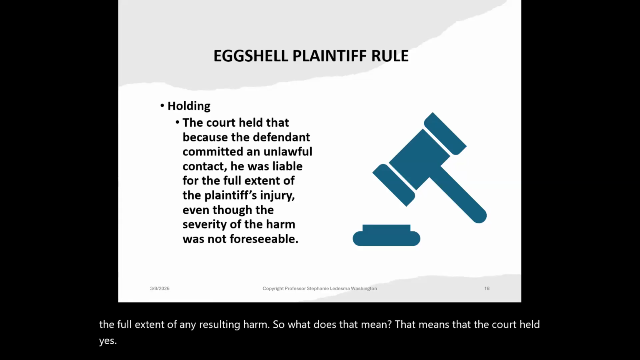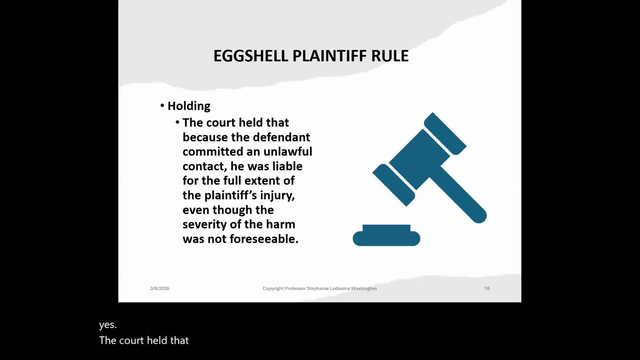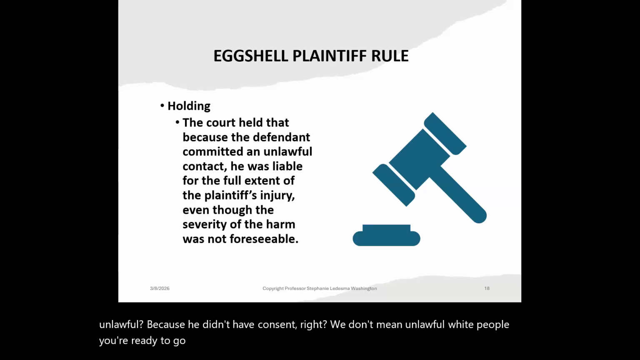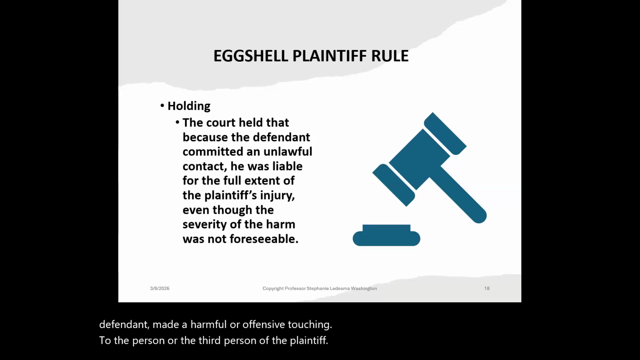The court held that because the defendant committed an unlawful contact, why was it unlawful? Because he didn't have consent, right? We don't mean unlawful like people getting ready to go to jail. This is not criminal law. This is civil law, right? So he, being the defendant, made a harmful or offensive touching to the person or the third person of the plaintiff that resulted, right? We've got our harmful and our offensive result.